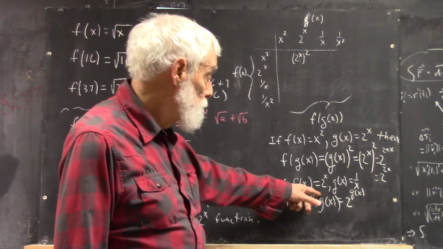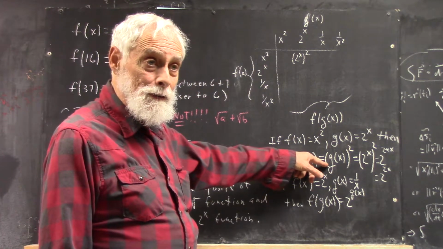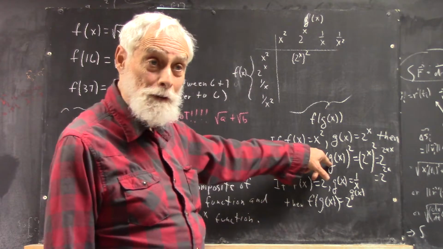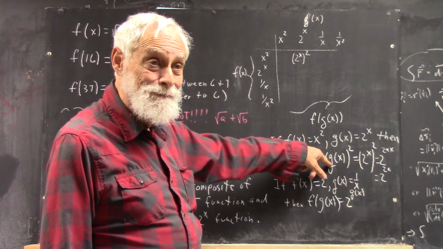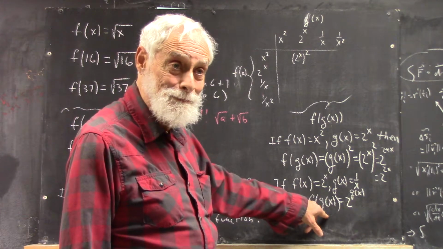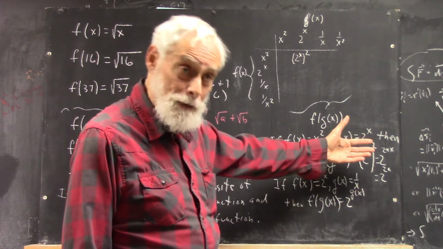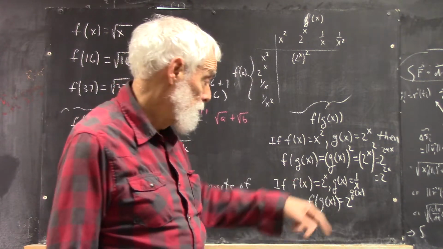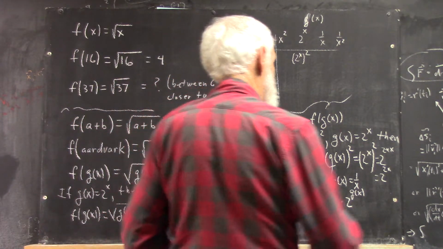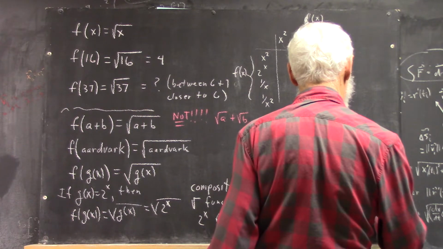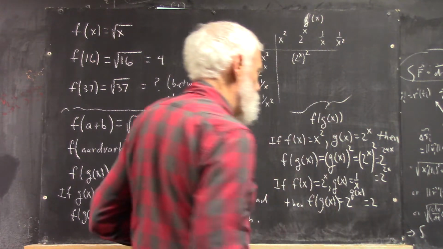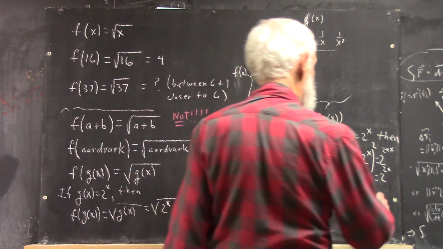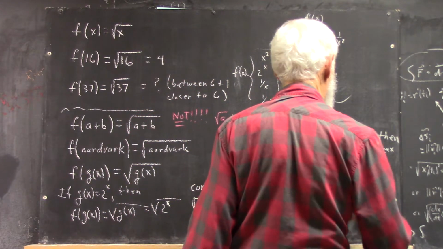If f of x equals 2 to the x, then what's f of aardvark? 2 to the aardvark, right? So what's f of g of x? 2 to the g of x. Okay? The rule tells you this. Which is then 2, well, what's g of x? It's 1 over x, right? So it's 2 raised to the 1 over x.